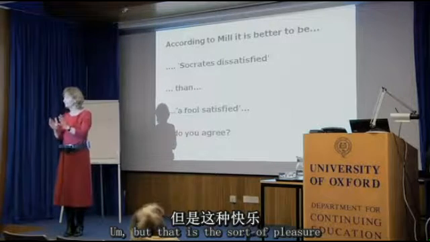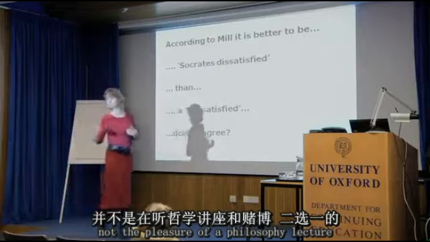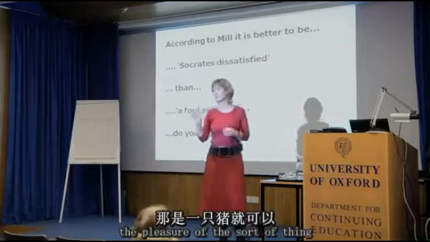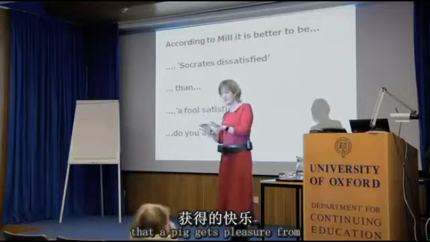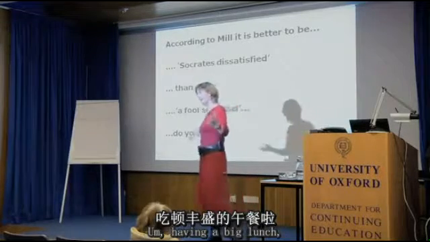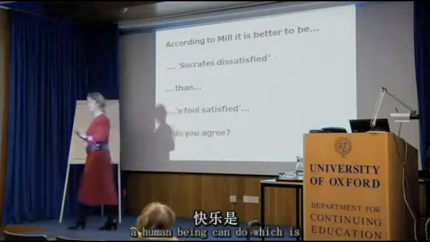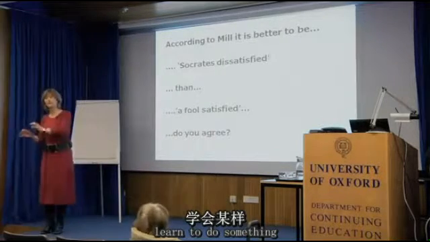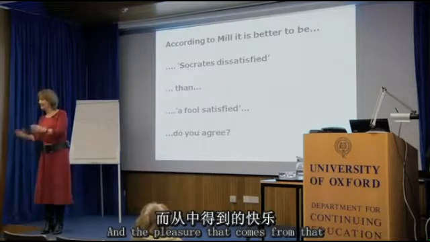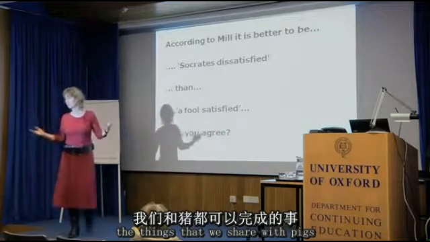But that is the sort of pleasure that Mill's talking about, not the pleasure of a philosophy lecture versus a bingo hall. It's the pleasure of the sort of thing that a pig gets pleasure from, having a nap after lunch, having an enjoyable lunch, versus the sort of thing that a human being can do, which is learn to do something it couldn't do before. The pleasure that comes from that is what the higher pleasure is, not the pleasure that comes from the things that we share with pigs.